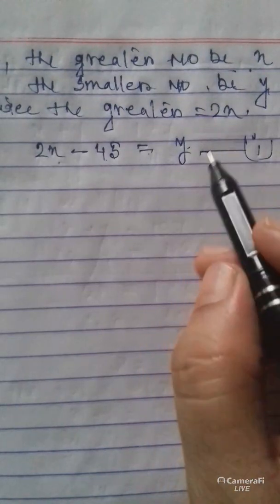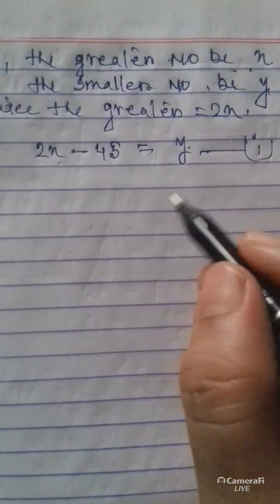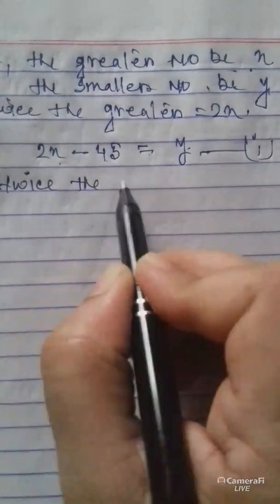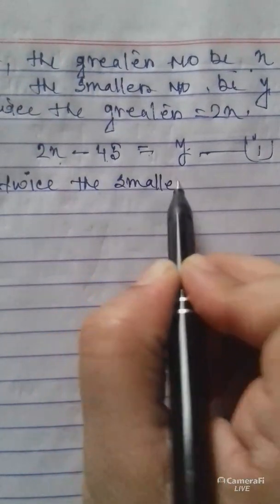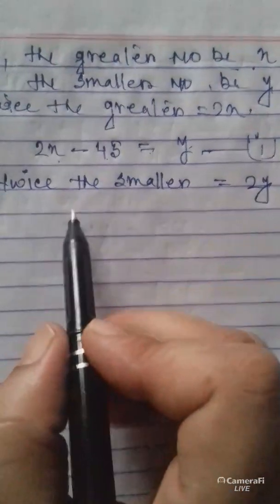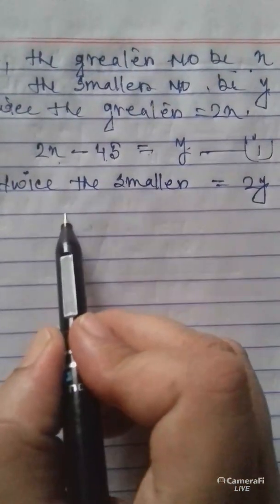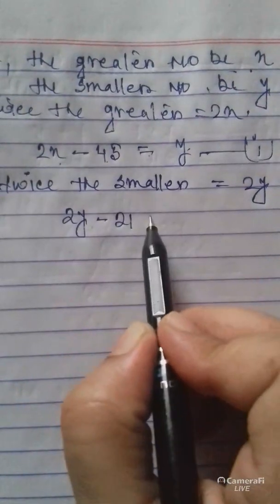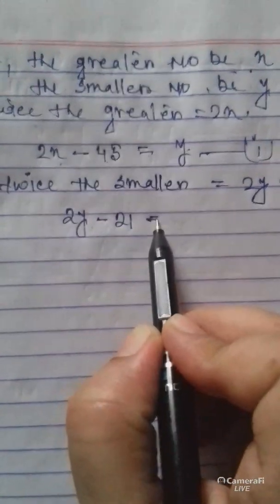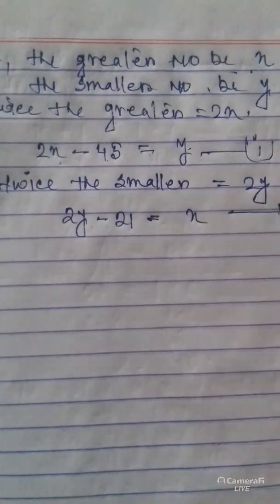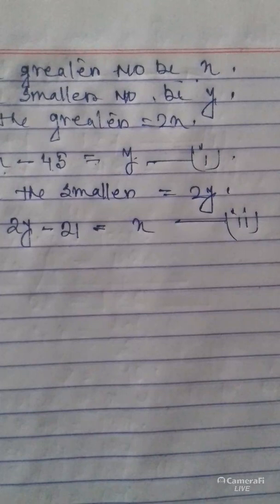And the second equation, if 21 is subtracted from twice the smaller, twice the smaller means 2y. Then 21 is subtracted from twice the smaller: 2y minus 21 equal to, results in the greater number, equal to x. This is equation two.